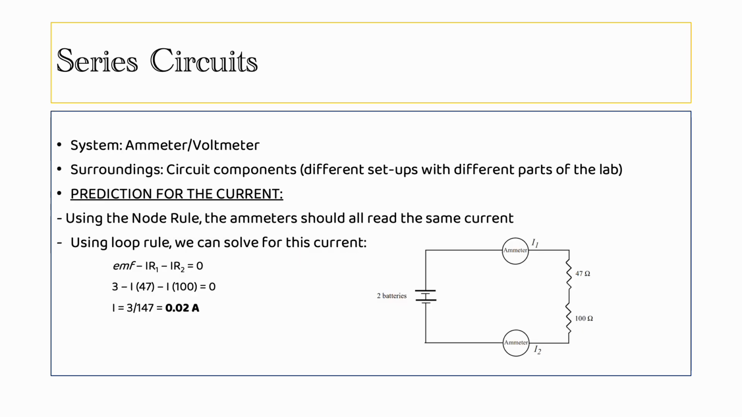So basically, for series circuits, and in general for this lab, our system is the ammeter and voltmeter, and our surroundings are the circuit components. So my prediction for the current was that using the node rule, all the ammeters should read the same current. And using the loop rule, we have derived that the current should be 0.02 amperes.